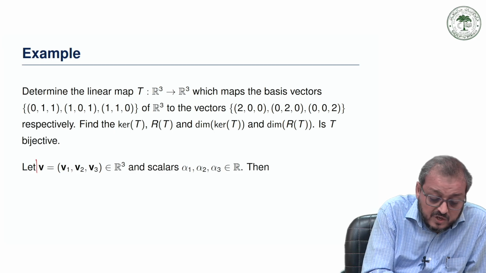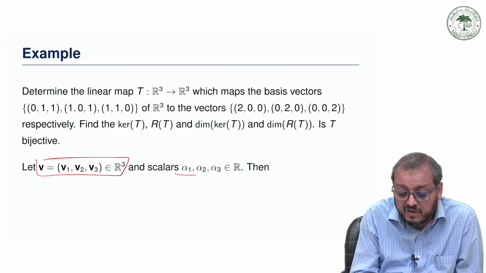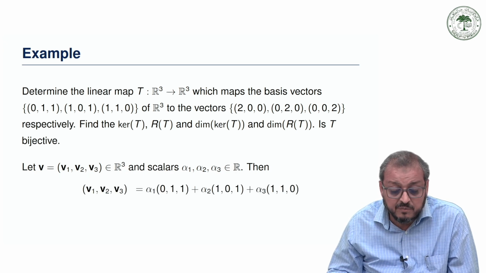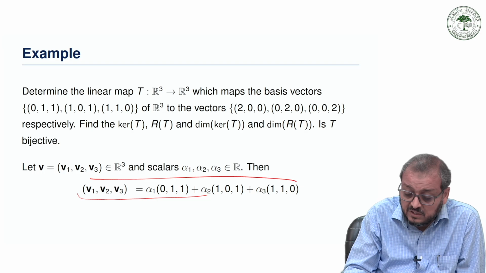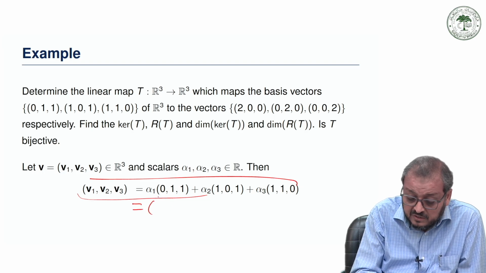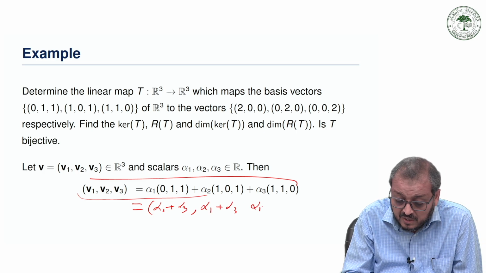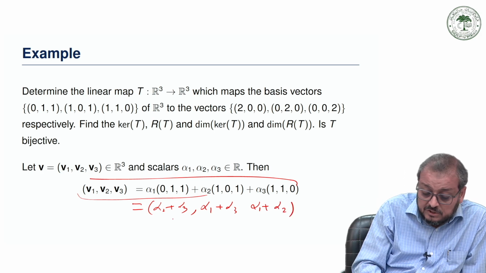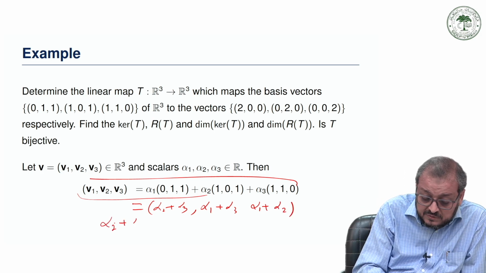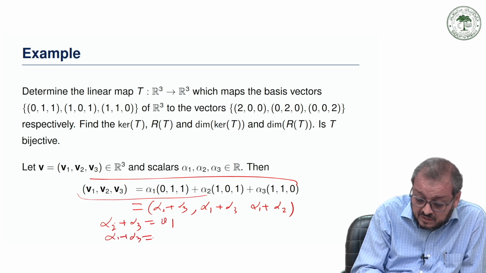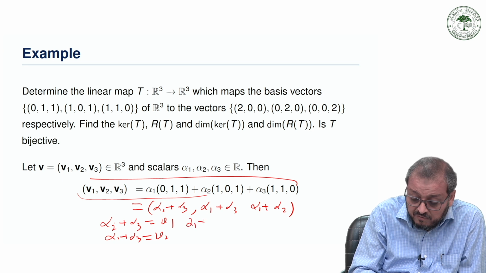Okay, so let V be equal to (V1, V2, V3), and alpha 1, alpha 2, alpha 3 are scalars in R. Then V can be written as a linear combination of these vectors. So this is (0, alpha 2 plus alpha 3), (alpha 1 plus alpha 3), (alpha 1 plus alpha 2). So alpha 2 plus alpha 3 is equal to V1, alpha 1 plus alpha 3 is equal to V2, and alpha 1 plus alpha 2 is equal to V3.